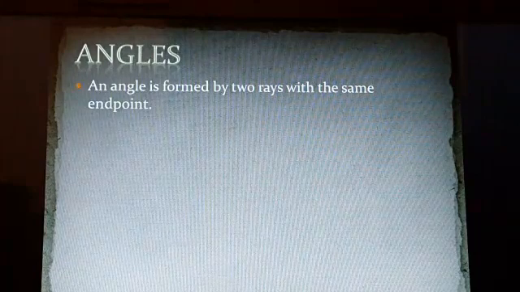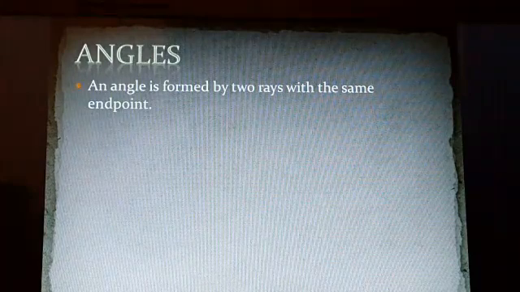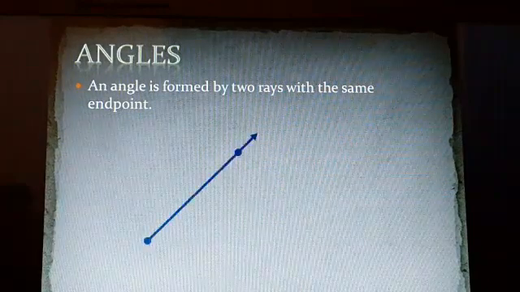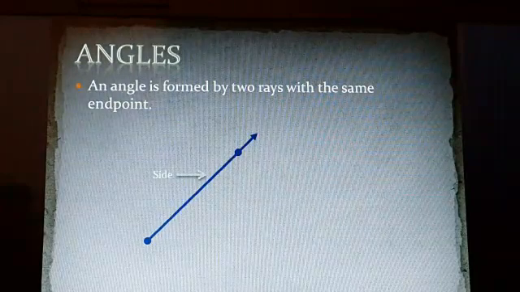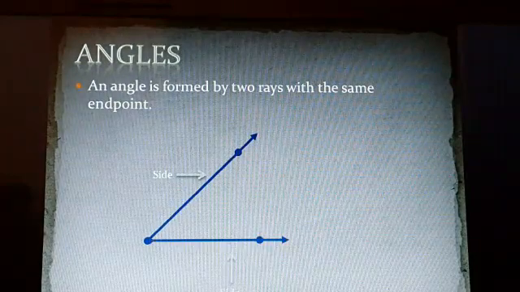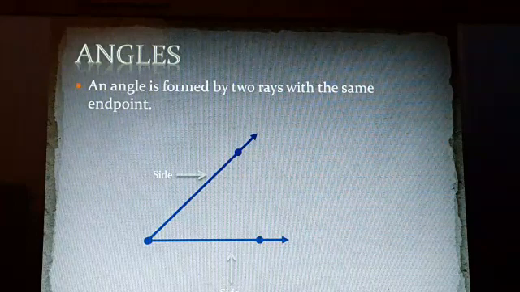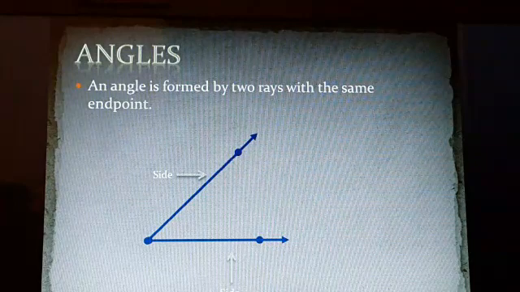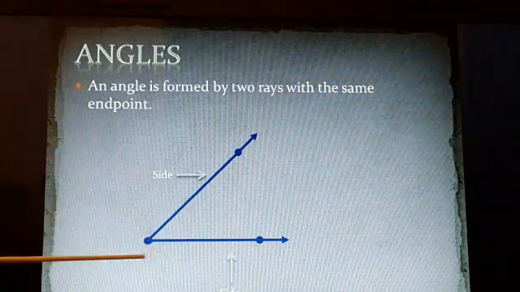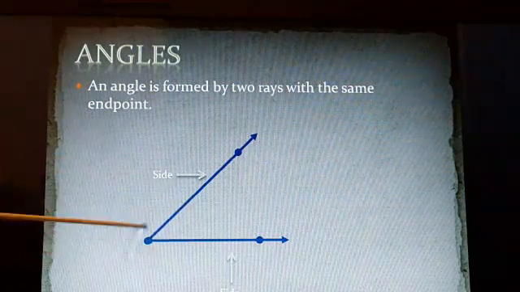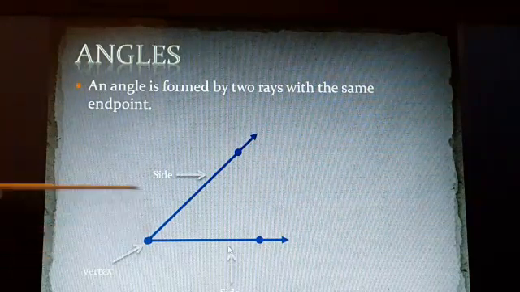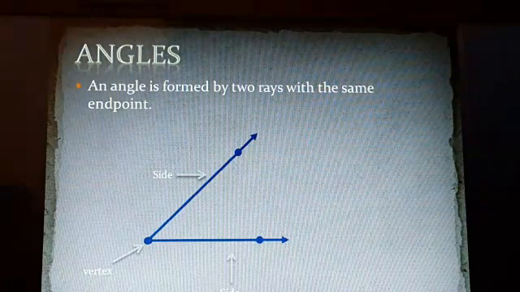Now what is an angle? An angle is formed by two rays with the same end point. Let's see. This is a ray. Yes, this is one side of an angle. This is another ray. Yes, this is the other side of an angle. Now, where both the rays are joining, this is the same or common end point. So, this is called a vertex.